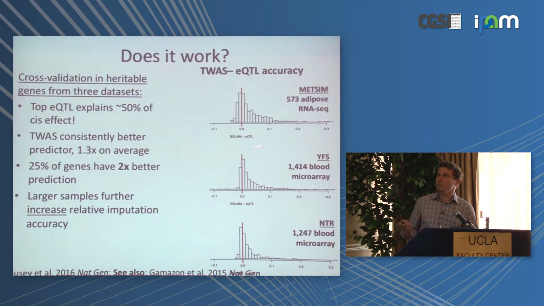Okay, so it works. We looked at different technologies: RNA sequencing data in 600 individuals as well as microarrays. We looked at different tissues, blood and adipose, all together in a data set of more or less 3,000 individuals. We think it works really well.